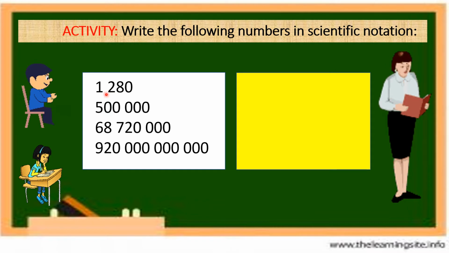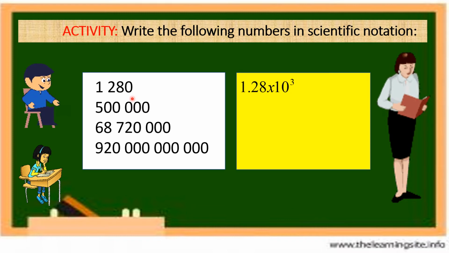1,250. The decimal point is between 1 and 2, and count the number of digits to the right. So we have 1, 2, 3. The answer is 1.25 times 10 cubed.